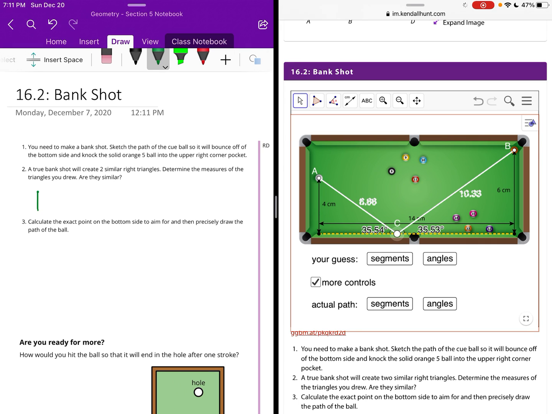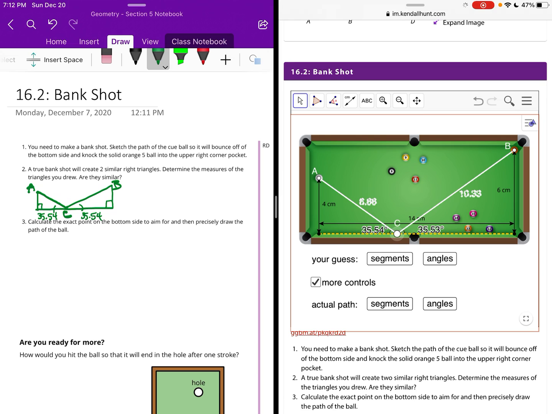So we've got these two triangles. They look like that. And this is point A, this is point C, and this is point B. Those are right angles, okay? So we know that this angle right here is 35.54, and this one is 35, and it should be 0.54. It's pretty close, 35.53. So calculate the exact point on the bottom, which is what we did, and then precisely draw the path of the ball.